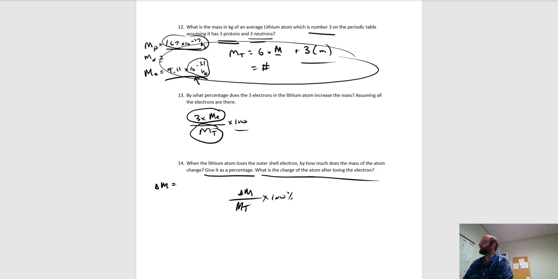And then, what is the charge of the atom after losing the electron? So when the lithium atom has 3 protons, it's got 3 pluses, and 3 electrons, it has 3 minuses. Now remember that a proton has a charge of 1.6 times 10 to the minus 19th coulombs, and an electron has a charge of minus 1.6 times 10 to the minus 19th coulombs. So when the atom has 3 protons and 3 electrons, it's electrically neutral. But when it loses an electron, think about what the net charge will be. And hopefully you can write that number down.